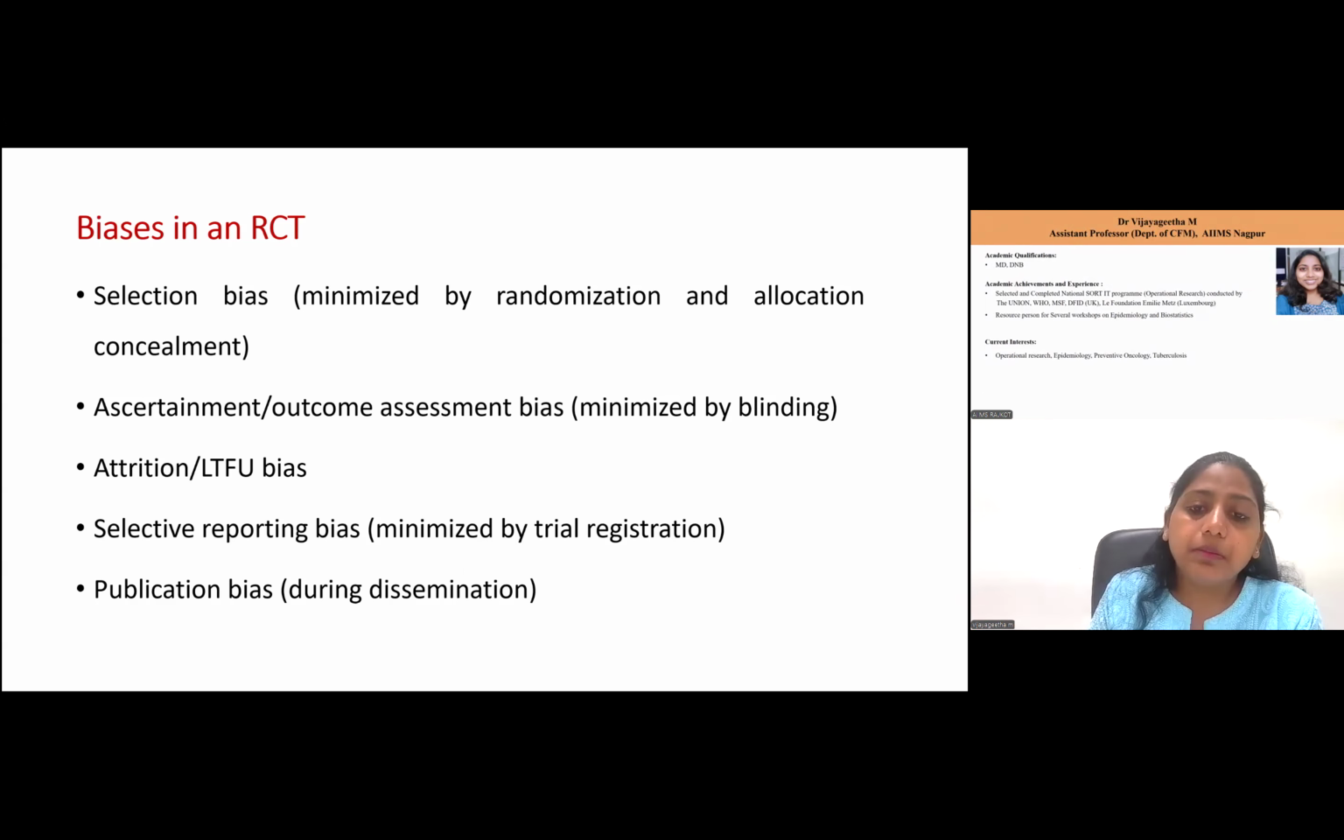So that can be minimized by trial registration. Now in India, it is mandatory that all trials have to be registered under the clinical trial registry. So that also ensures accountability and reduces bias. And the other one is publication bias. So publication bias is like publishing only positive findings.